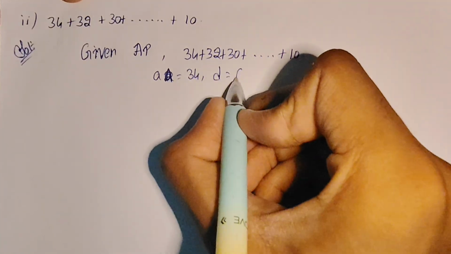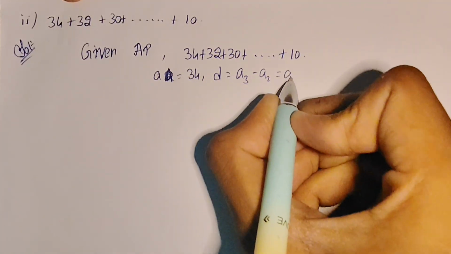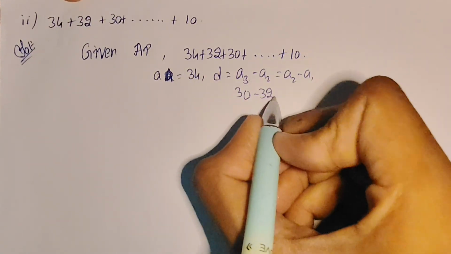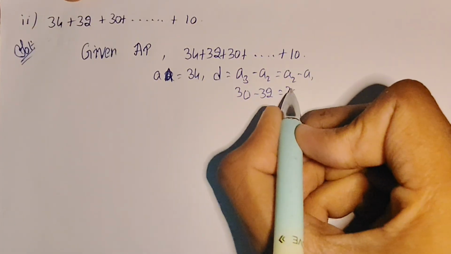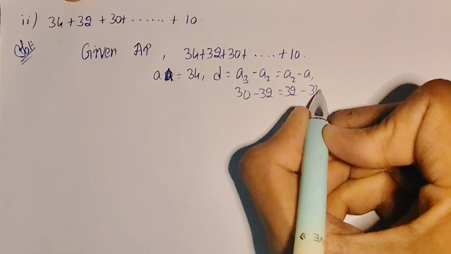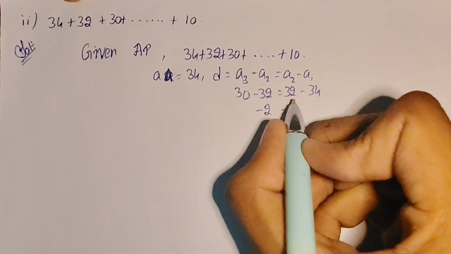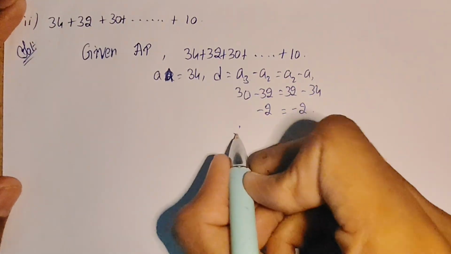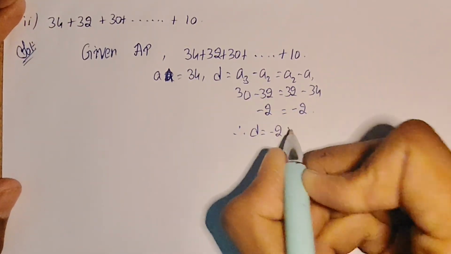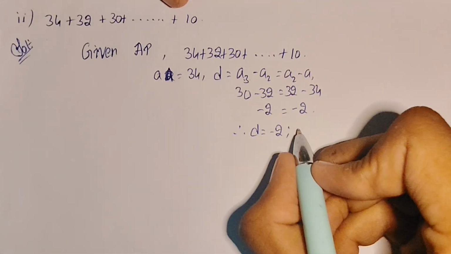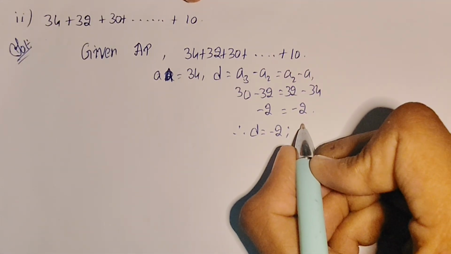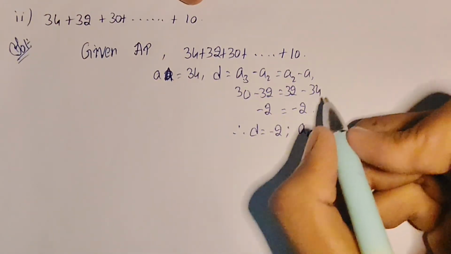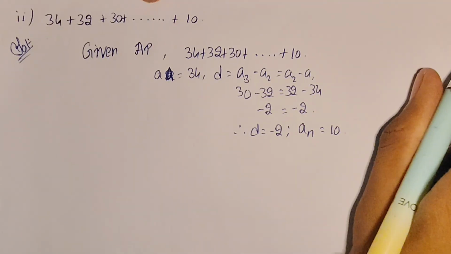Then d is equal to a3 minus a2, which should be equal to a2 minus a1. The value of a3 is 30 minus the value of a2 is 32, is equal to the value of a2 which is 32 minus the value of a1 which is 34. 30 minus 32 gives minus 2. 32 minus 34 gives minus 2. So both are the same. Therefore the value of d is equal to minus 2. We know the value of a and d, and we also know the value of a base n, that is 10. So we have to find the value of n.